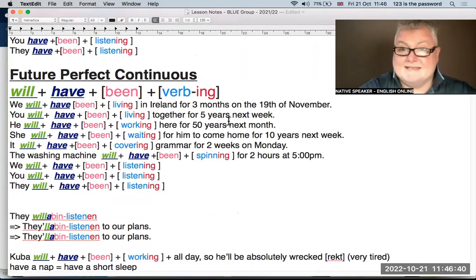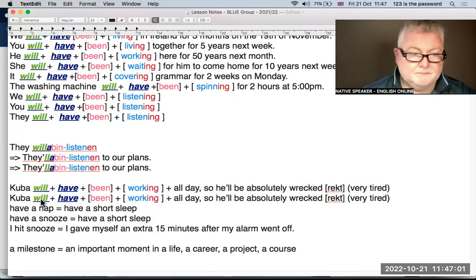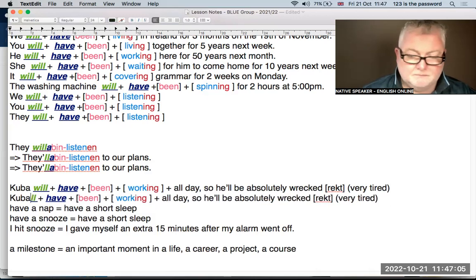Getting back to tenses now. Future perfect continuous: will have been plus verb ing. When you're speaking, it will get seriously compressed. Will have been listening, will have been working. So what did I say about Cuba? How will you compress that sentence about Cuba?